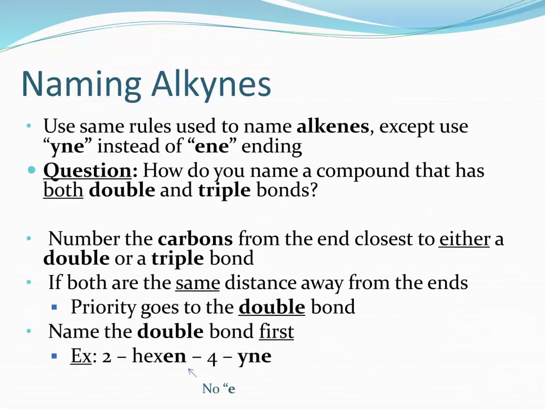Naming for alkynes is the same as for alkenes, except the suffix would be "-yne" instead of "-ene." If you have a molecule with both triple and double bonds, you need to name them separately. Number the parent chain starting at the end closest to the double or triple bonds, and if they are both the same, start on the end closest to the double bond. 2-hexen-4-yne would have a double bond at carbon 2 and a triple bond at carbon 4.